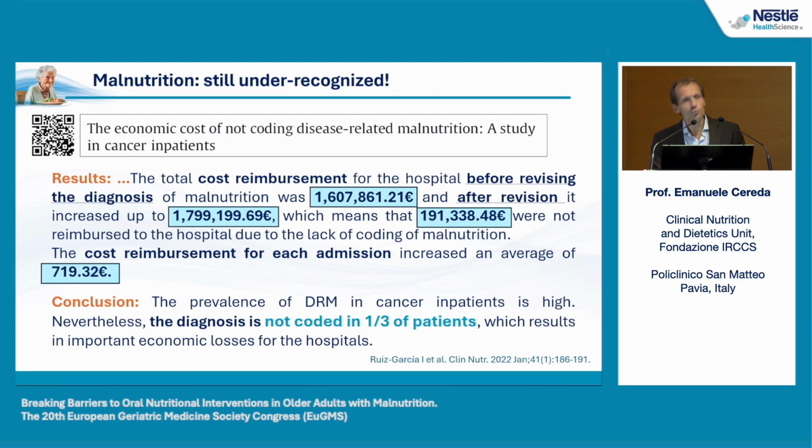It's not good to tell, but anyway, this is the reality, and only coding malnutrition can bring more gain for the hospital. And this is for the cancer setting, in which probably the issue of malnutrition compared to the problems related to this disease is not so high. So if we split this picture to all the other diseases, the situation probably is even worse.